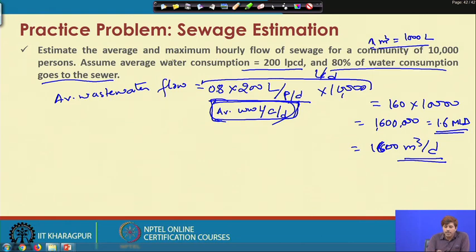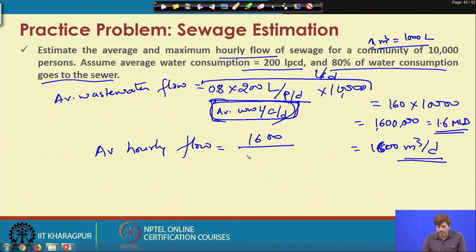Now, we need to determine the average and maximum hourly flow, right. So, what is the average hourly flow? 1600 is coming in a day, and there are 24 hours in one day. So, we divide 1600 by 24 and what we get is 66.7, something like that, right. So, 66.7 meter cube per hour is the average flow.